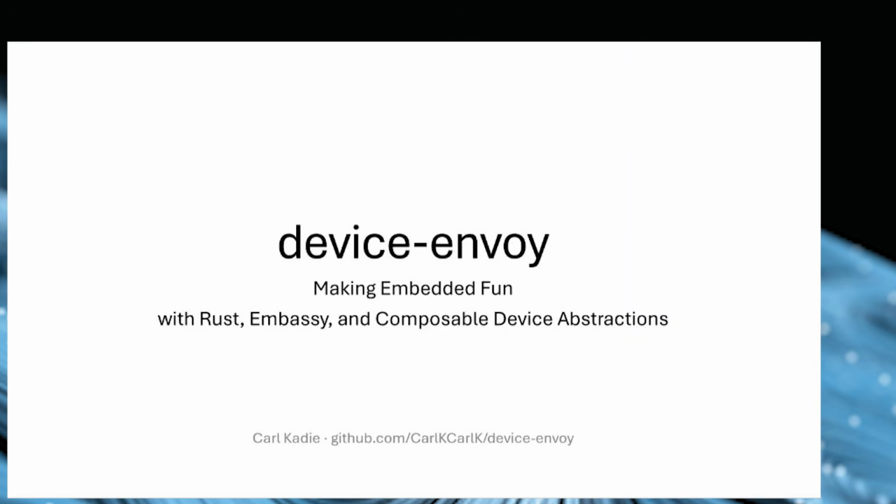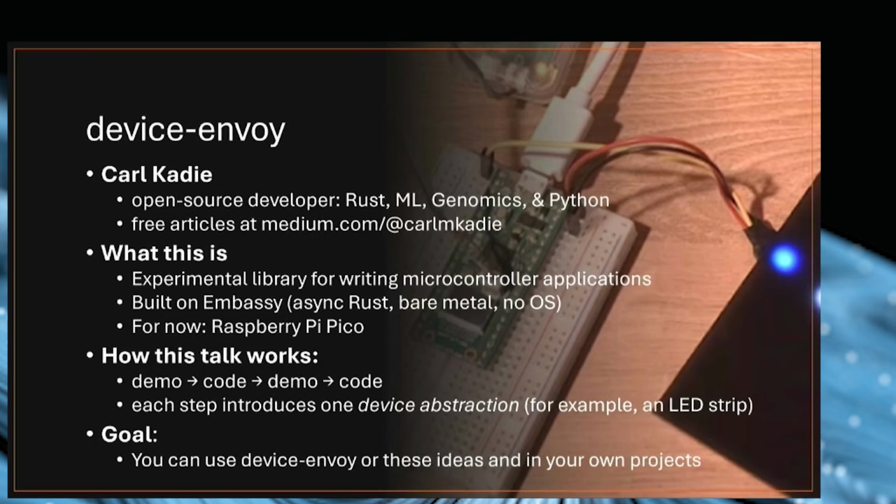Welcome. Today we're going to talk about a new Rust crate library called device-envoy. The goal is to make embedded programming fun. It uses Rust, Embassy, and something called device abstractions that we'll talk about more as we go.